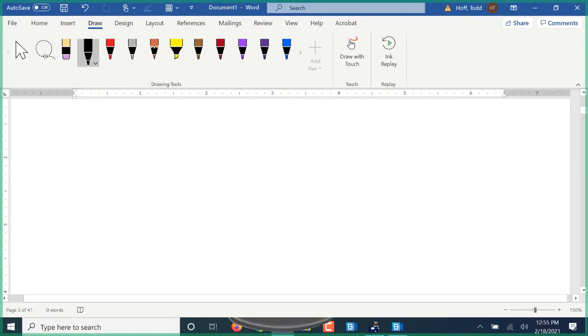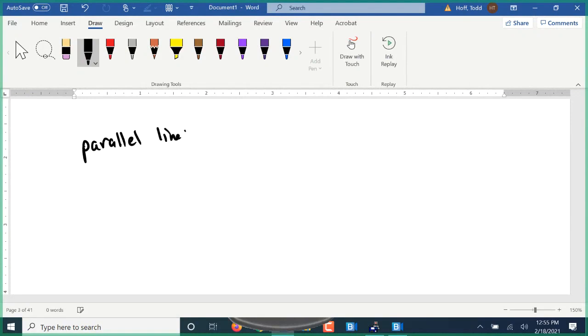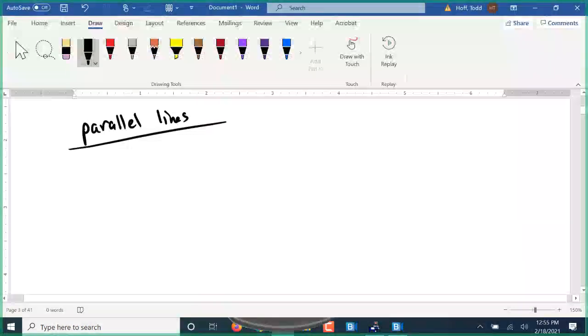We have discussed parallel lines. Do you have the protractor in your packet? We got them in our drafting kits. Perfect.